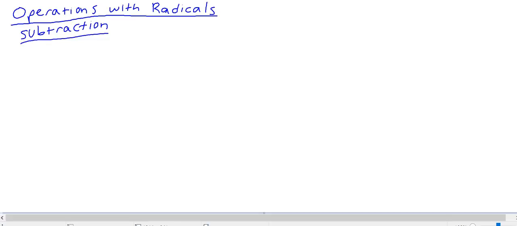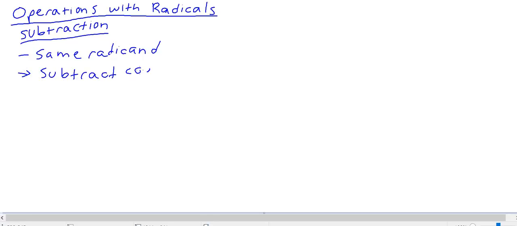Just like with addition, you can only subtract radicals if they have the same radicand. If two radicals have the same radicands, then you can subtract their coefficients. Let's look at an example. Let's say we have 3 square root of x minus 2 square root of x. They have the same radicands. The radicands for both of them is x, so we can subtract their coefficients.